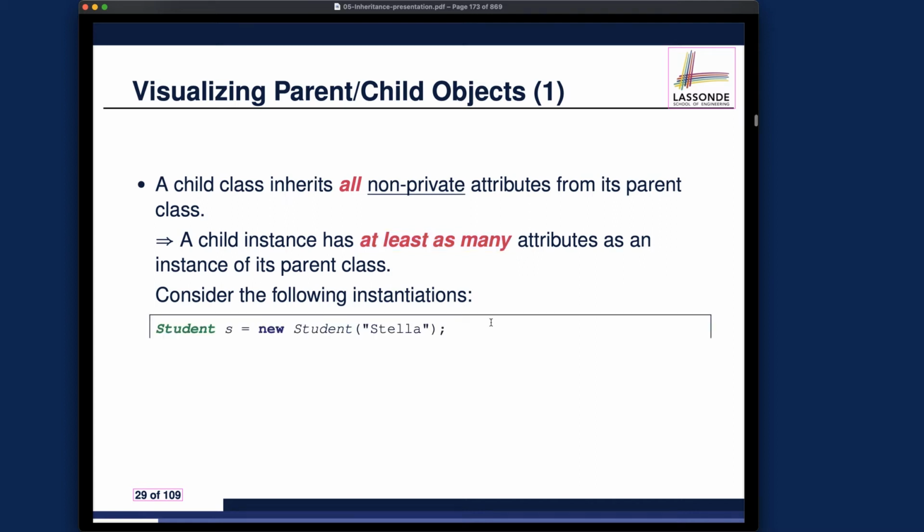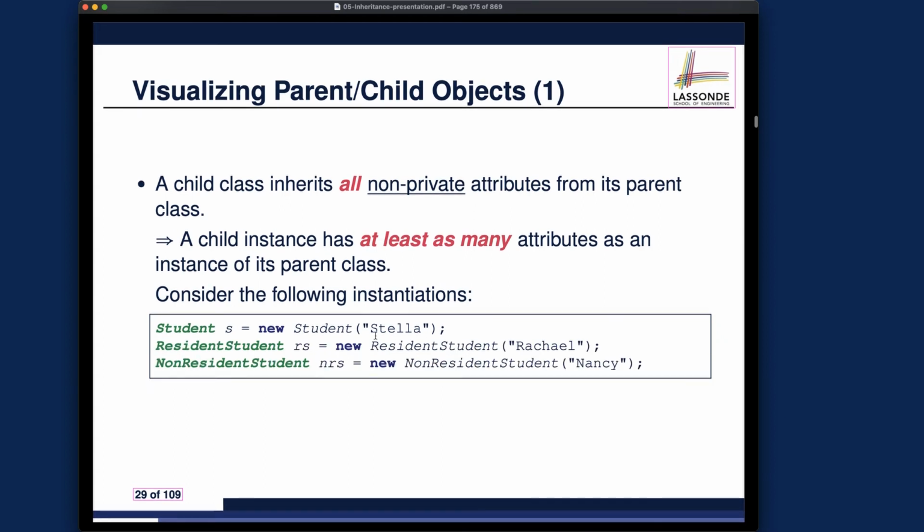Okay, let's now consider the following instantiation. Let's say we got student S, also resident student RS, and also non-resident student NRS. Let's say we got these three attributes, and we're just trying to initialize them accordingly. Let's say we got student Stella, resident student Rachel, and non-resident student Nancy. So now, how will the initial objects look like?